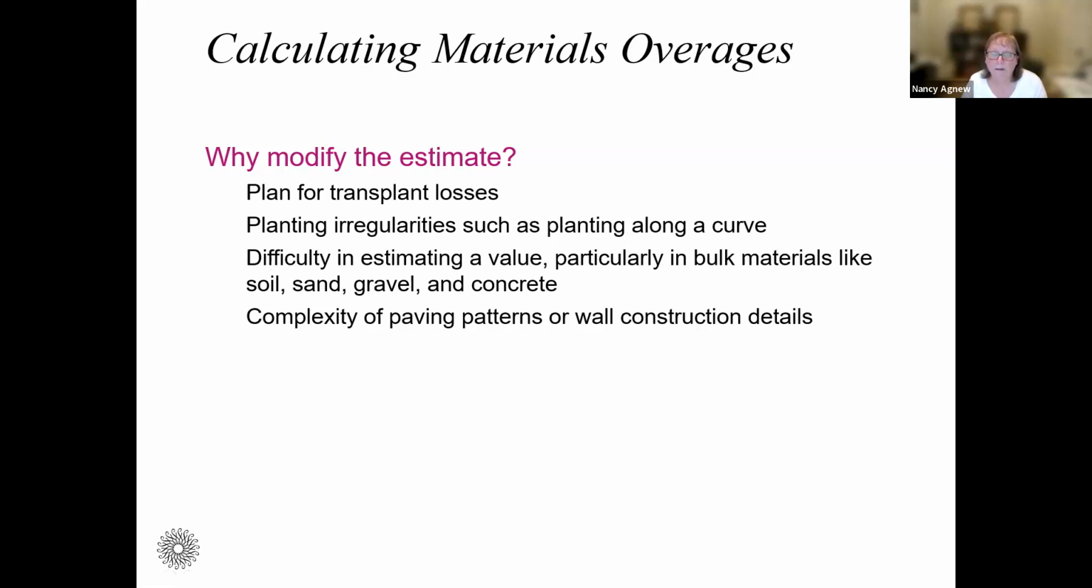If it's not plant materials, sometimes if it's a bulk material in particular, it's hard to estimate how much material you need, often because they're sold by weight and you're measuring volume, but materials like soil, sand, gravel, and concrete. And then sometimes when we're doing paving work or wall work, the more complex the problem, the more materials we really should have as a little bit of extra. So all of this is calculating, you can say, overages or a little bit extra just in case.